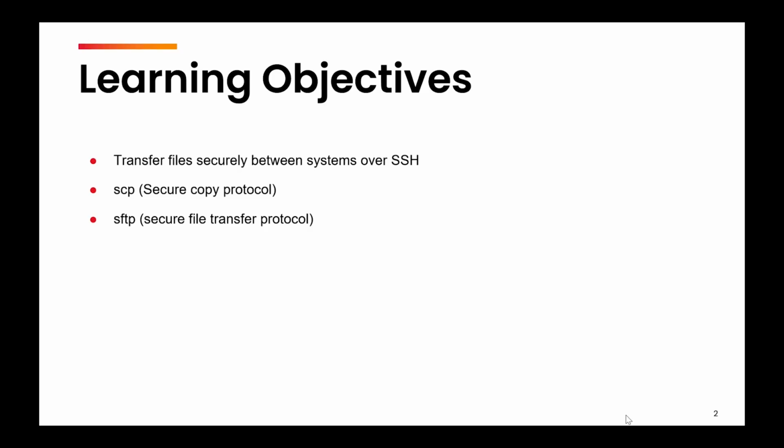SCP is simple and quick for one-time transfer, and it directly copies files without an interactive session, whereas SFTP is used for continuous file management and interactive transfers. It is pretty much similar to a normal FTP session, but it runs over SSH. So let us see how to use these commands, and then we will summarize the differences in the end.